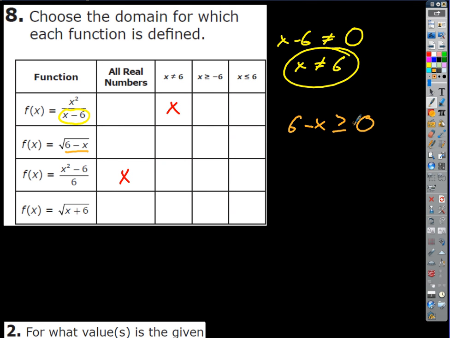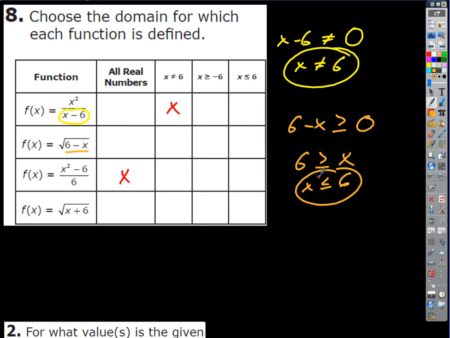There's my domain. But I just want to simplify that. I don't want to write it in terms of 6 minus x. I want to know what's the deal with x, right? So if we solve for x, what would I do to solve for x here? Add it. I could add it to the other side. That's fine. That's one way to do it. Then I would just get x is less than or equal to 6, and I might want to flip that around, right?